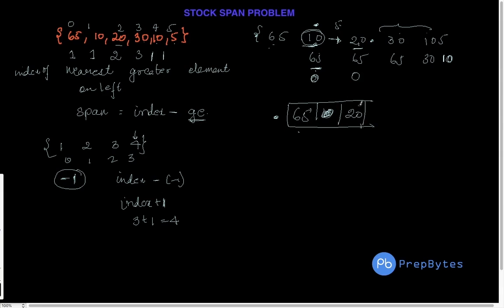Okay, so again, for all the elements after 20, what are the options? Either the greater element is going to be 20 or it's going to be 65. Next, let's proceed further. So now we have 30. So for 30, the same thing happens.